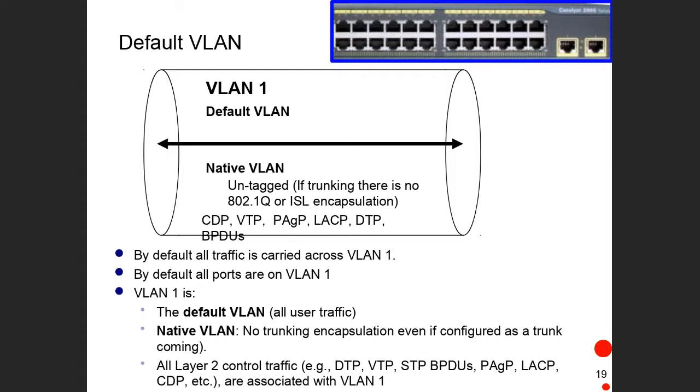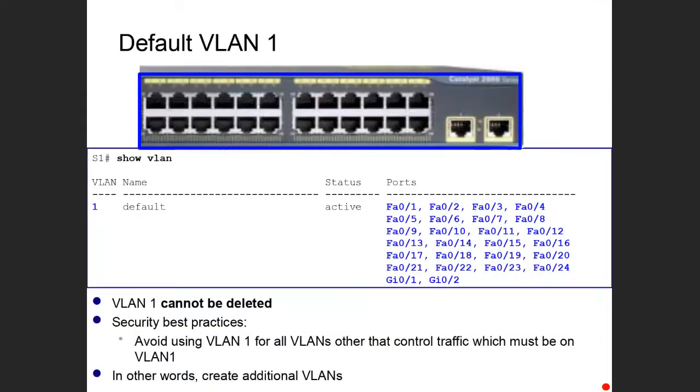And all our control traffic, like VLAN trunking protocol, dynamic trunking protocol, spanning tree protocol, all this, we haven't talked about these things yet, are all associated with VLAN number 1. So VLAN 1 cannot be deleted. It cannot be renamed. It's there by default. So you do show VLAN on an erased switch, you get this. Since you can't do anything with it and we can't delete it, let's just not use it. Security best practice is to avoid using VLAN 1.